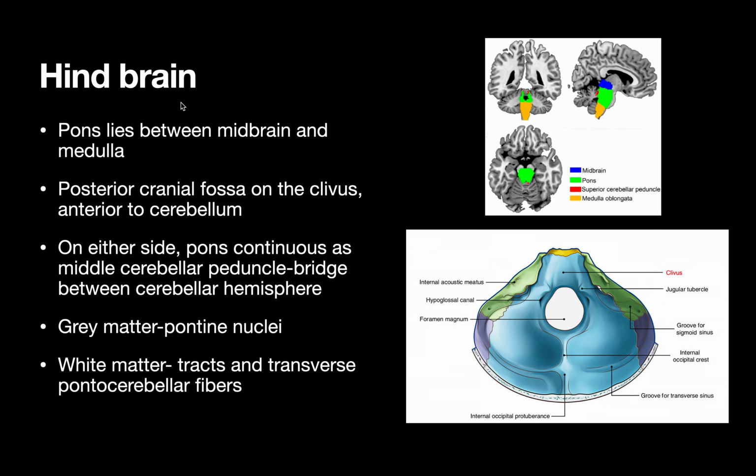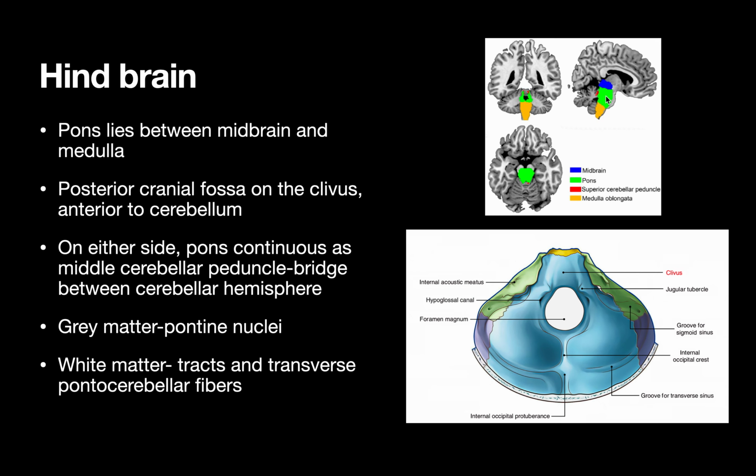We already went through the medulla, so let's go to another level and start with the pons. The pons is going to be in the hindbrain, and it lies right between the midbrain and the medulla. Where it lies is in the posterior cranial fossa, right on the clivus, and that's anterior to the cerebellum. So right here.